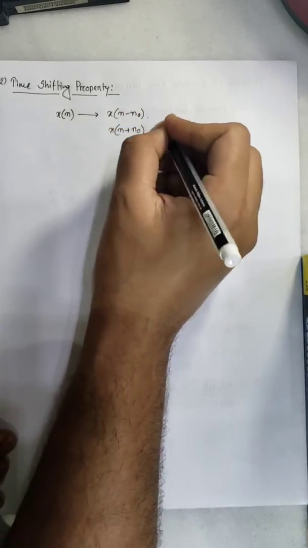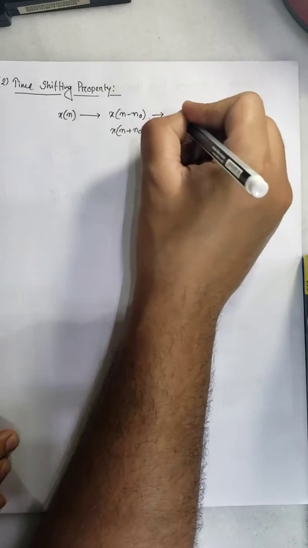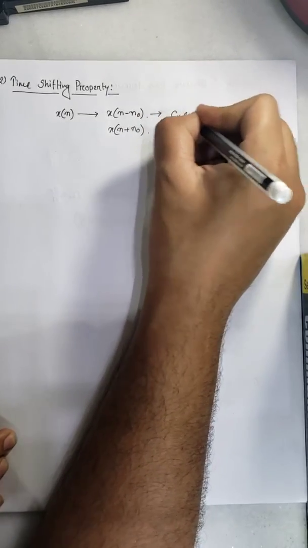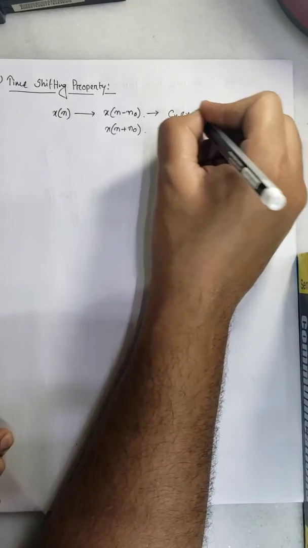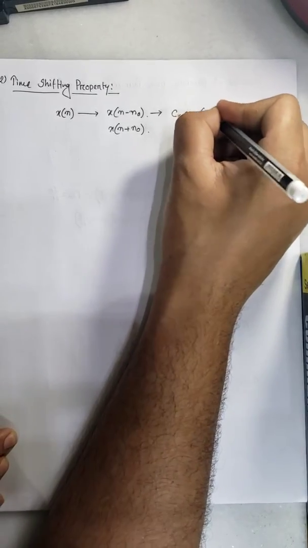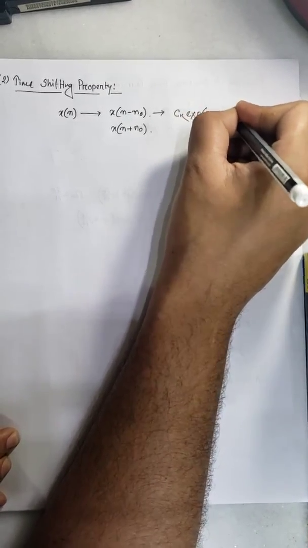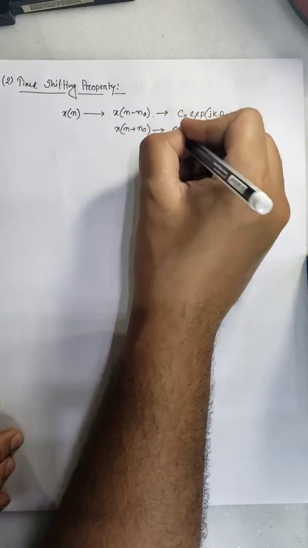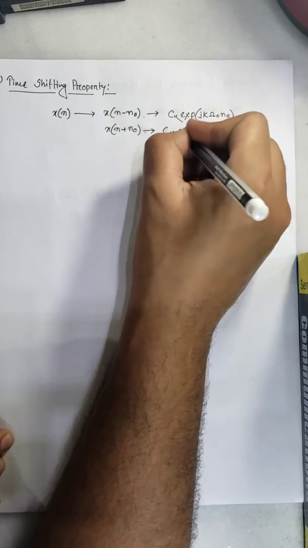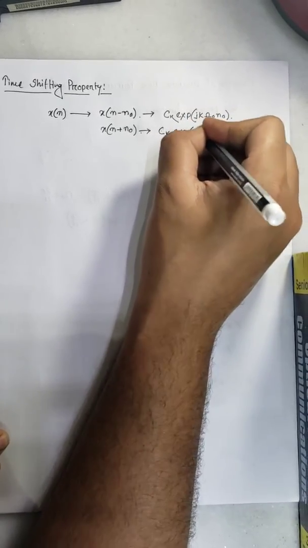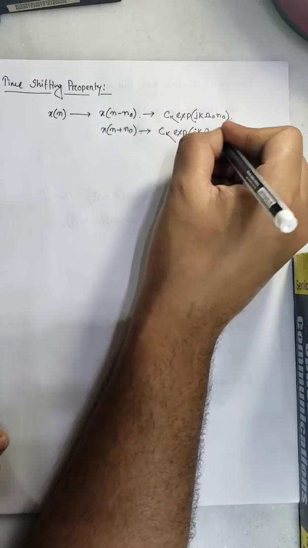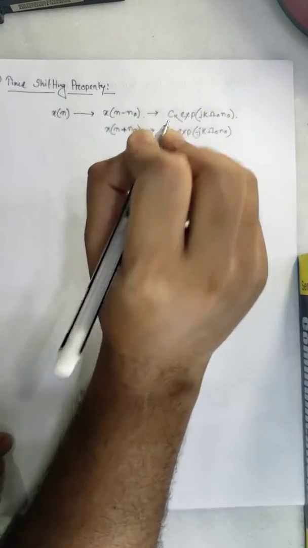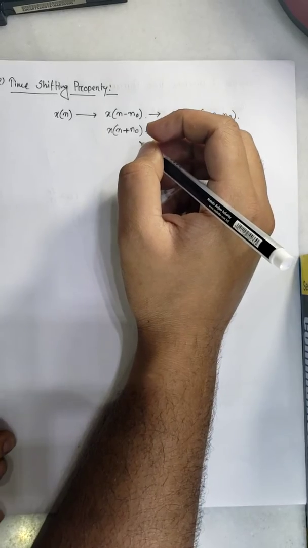then the corresponding Fourier series coefficient will be changed by c of k e to the power minus jk omega naught n naught, and for the advanced case the coefficient will be c of k e to the power jk omega naught n naught, with a positive sign for the advance of the signal.